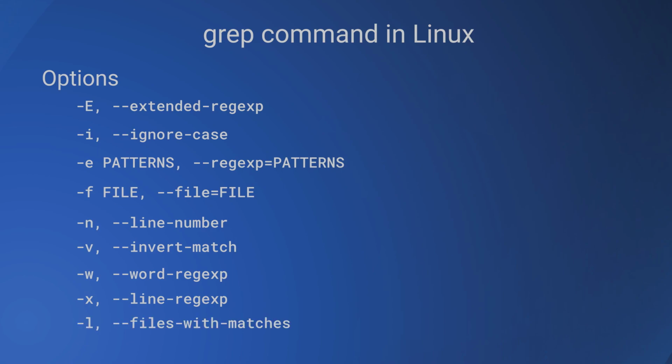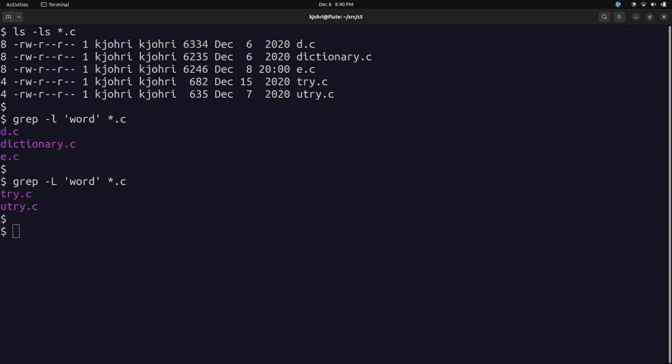Lastly, we have two options, -l or --files-with-matches and -L or --files-without-match. When you use either of them, the normal output is suppressed, and in case of l, it prints the names of files which have lines that match the patterns, and in case of L, it prints the names of files which do not contain lines that match the patterns.